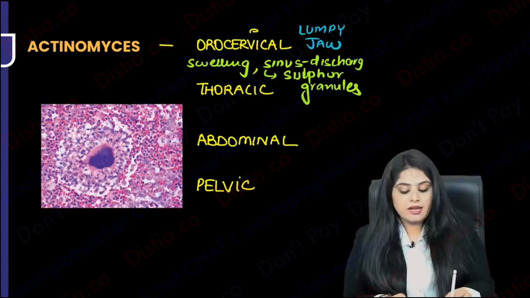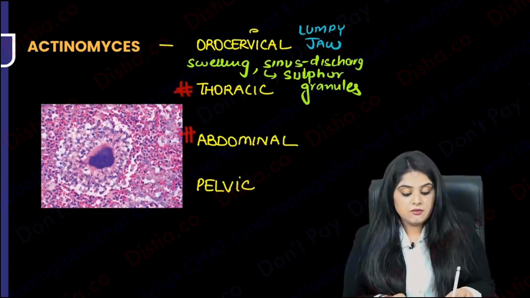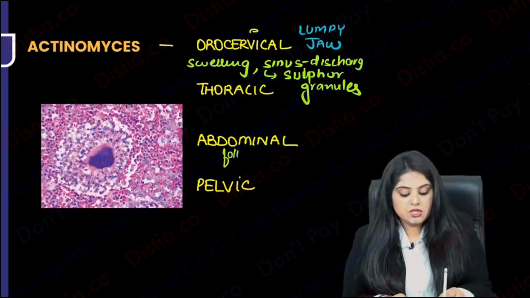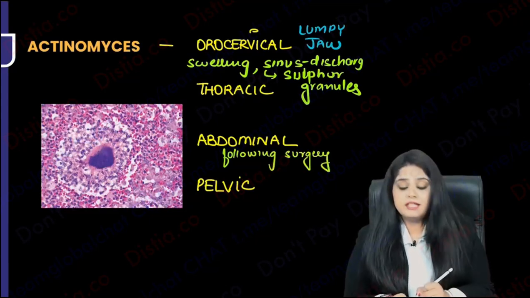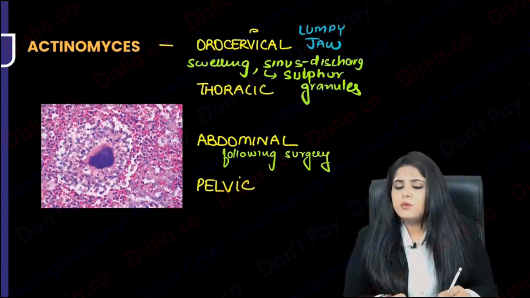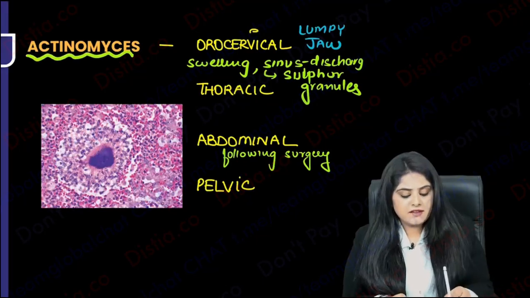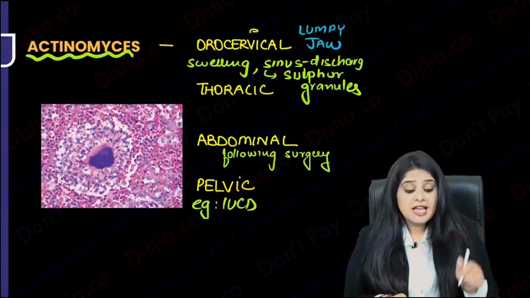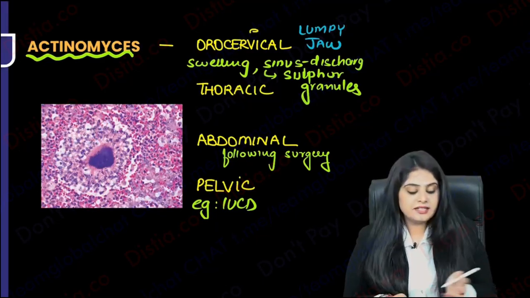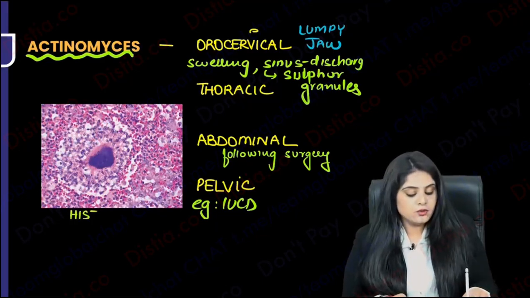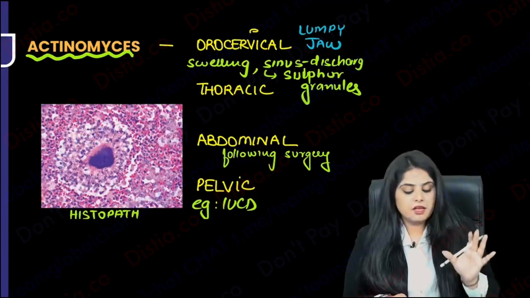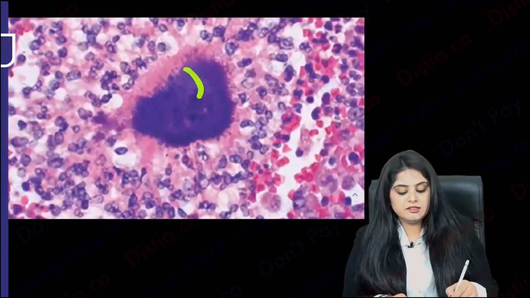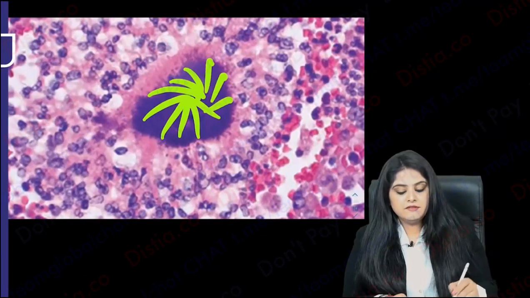Then keep going down. Thoracic involvement can occur. Abdominal involvement can occur, probably following some kind of surgery. And finally, pelvic. Where pelvic involvement? Actinomyces, pelvis. Guys, have I given you an example in pathology of a female using an intrauterine contraceptive device and then landing up with actinomyces? Yes, and this is the histopath which is in front of you, be it in any location, orocervical, thoracic, abdominal, or pelvic. This is how actinomyces looks. So if you zoom in, yes, it is a gram-positive purple-colored filamentous organism.